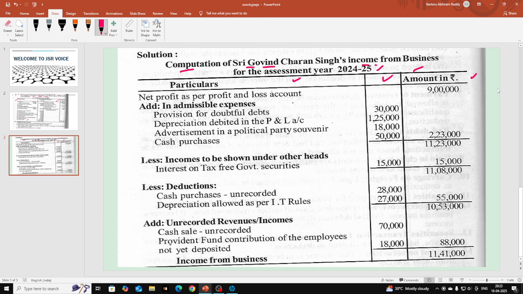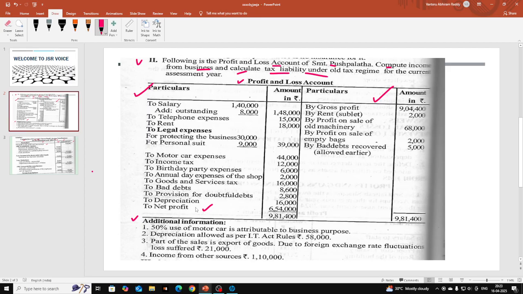You should draw the particulars and amount columns. Always the first item is the net profit available in the question, and that should be taken. Here I have taken just an example. The question is different and the answer I took is different; I just want to show you how to write it. Don't go with the amounts, just see the format I am taking here. Hope this is clear for everyone.